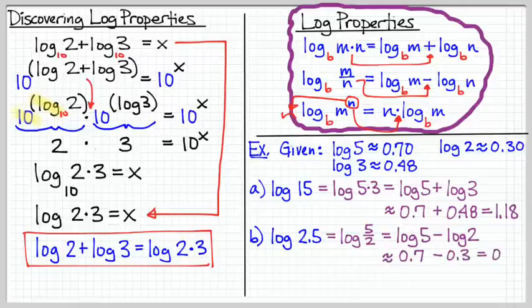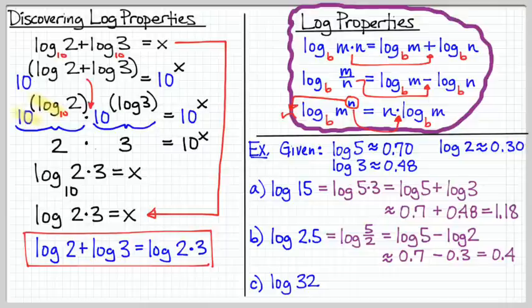Log 5 is 0.7, log 2 is 0.3, and so I just subtract these. These are easy to subtract. I get 0.4 for log 2.5. Last example here, log 32.